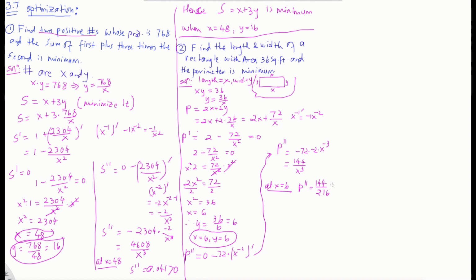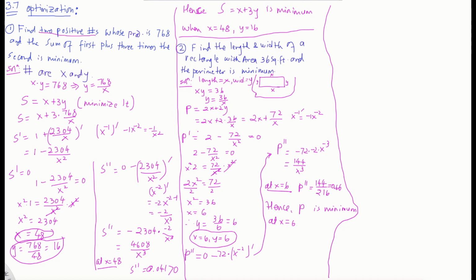Yes. So how much is that? 144 divided by 216 equals 0.66, right? So that means, therefore, hence P is minimum at x equals 6. That's what we got, which is the complete solution of this problem.